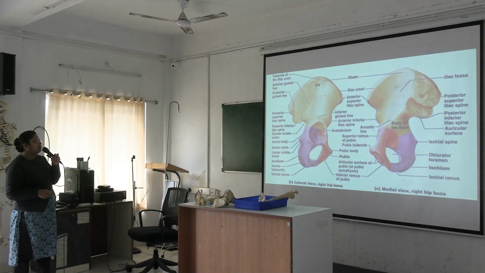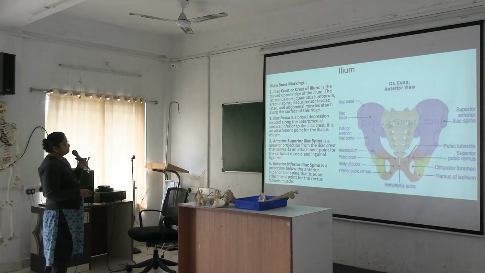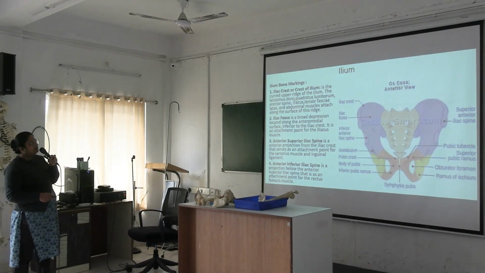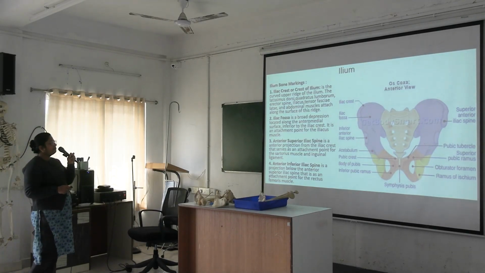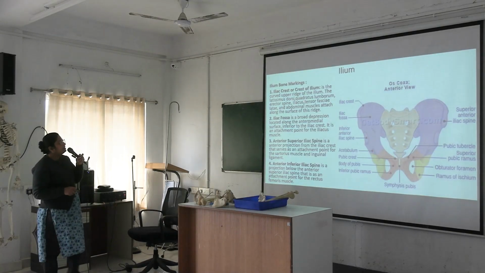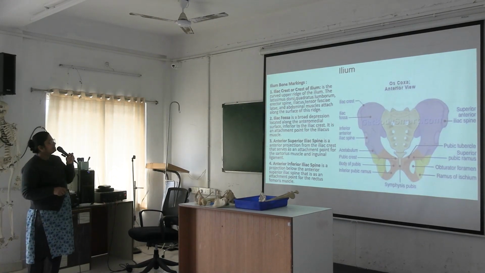So this yellow colored portion is the ilium, violet portion is the ischium, red colored portion is the pubis, and these are the different presenting parts we will discuss. So first is ilium. Ilium has a iliac crest. Okay, iliac crest or crest of the ilium is the curved upper ridge of the ilium, and these are the muscle attachment of the iliac crest.